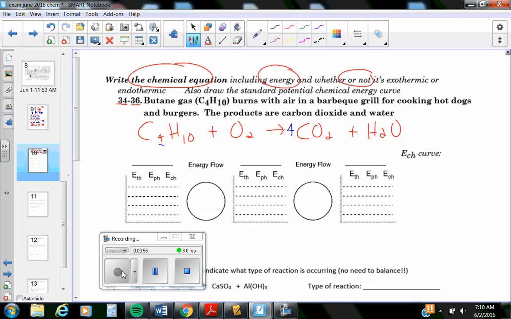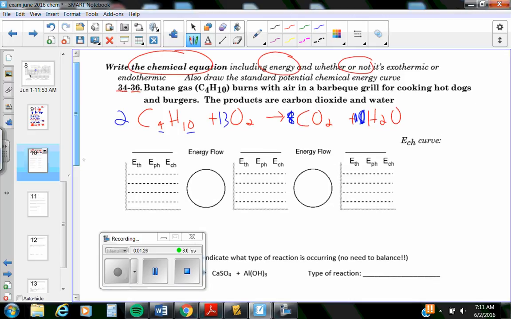4 there because there's 4 carbons there. I'd need a 5 there because there's 10 hydrogens there. Now I have 13 oxygens on the right-hand side, so I'd need a 6.5, but I can't put a 6.5, so I'm going to double everything. Double that. Double that. Double that. Now I have 10 plus 8. 10 plus 16 is 26 oxygens, so I need a 13 there, but it didn't say to balance it.